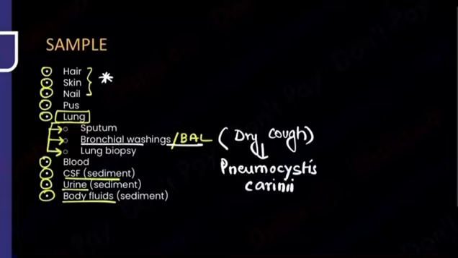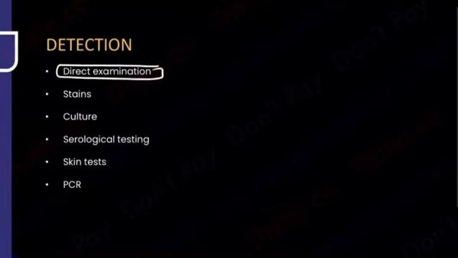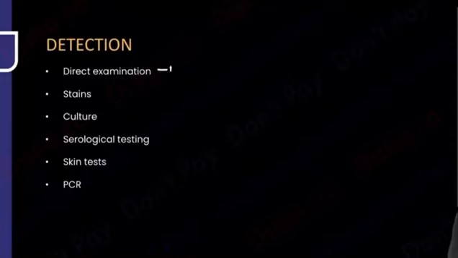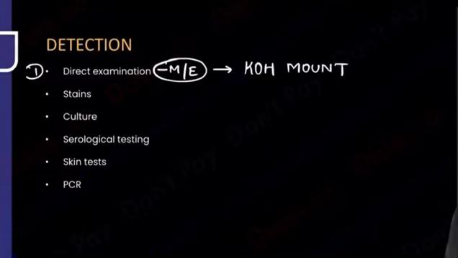Moving forward, what are the different techniques by which we do the detection? Please remember, the first one is going to be the direct examination. Means you are going to just pick up whatever hair, skin and nail is there, and you're going to look at it under the microscope. Do you know how we do a direct examination? It is done by something known as a KOH mount. I'll first start with a KOH mount. This is how the picture of a KOH mount is going to look like.